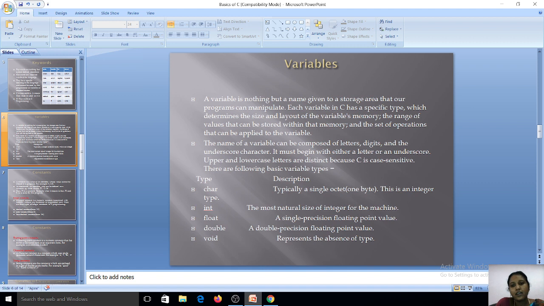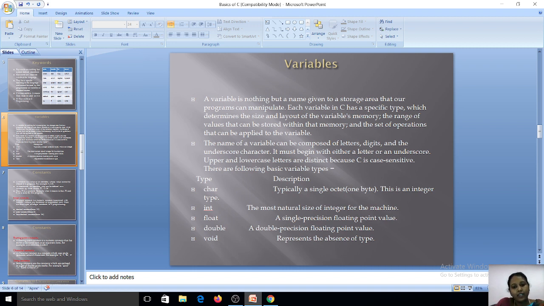It has some rules. The word should begin with a letter, or it can start with an underscore. It supports both uppercase and lowercase letters, but they are distinct. For example, if we declare a variable first in both uppercase and lowercase, it will be taken as distinct variables, because we have declared them in both uppercase and lowercase letters.